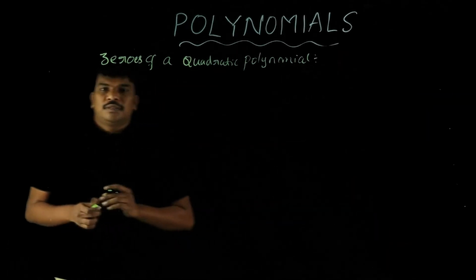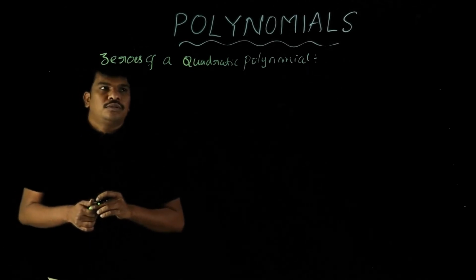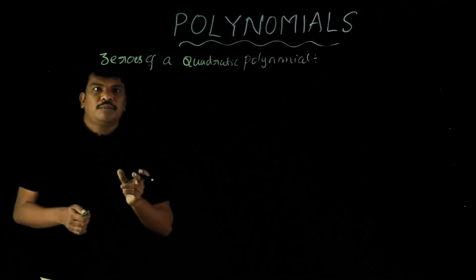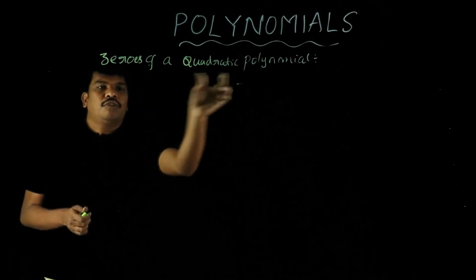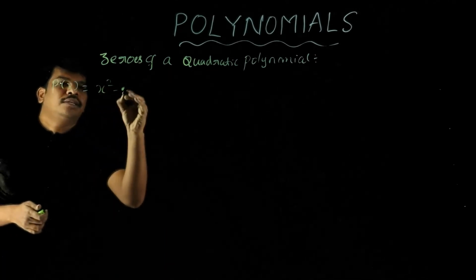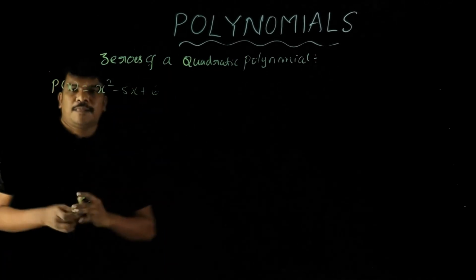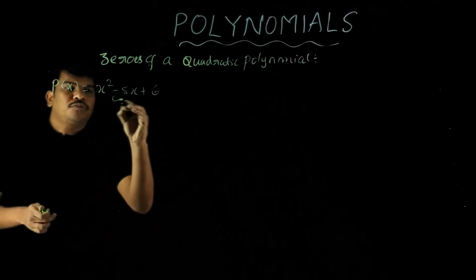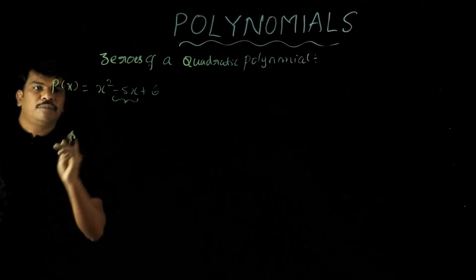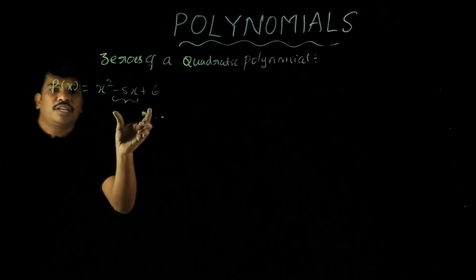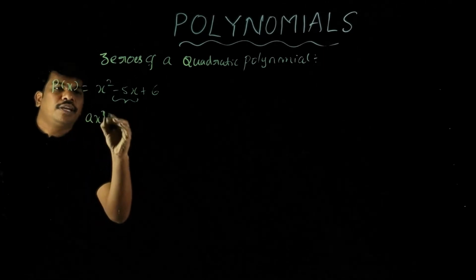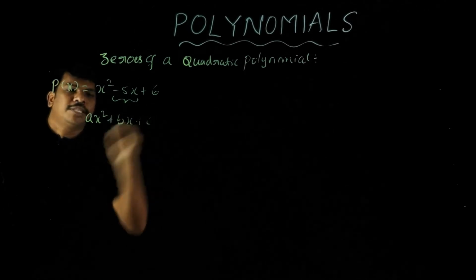We will take one more example to find the zeros of a quadratic polynomial. I am taking a polynomial p of x equal to x square minus 5x plus 6. We are supposed to split the middle term. First, we will compare the given equation with the general form of a quadratic equation, that is ax square plus bx plus c.